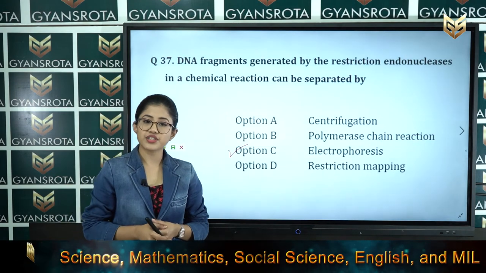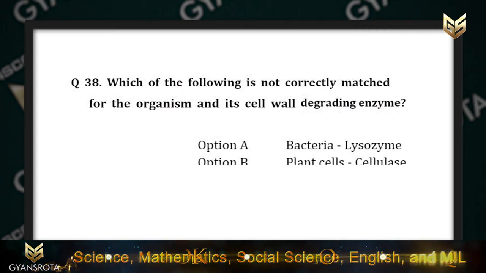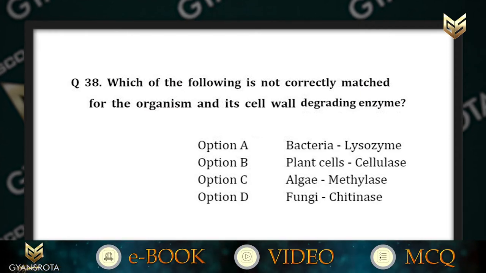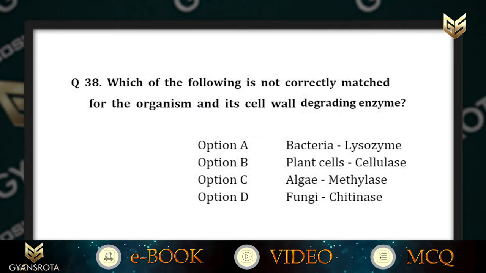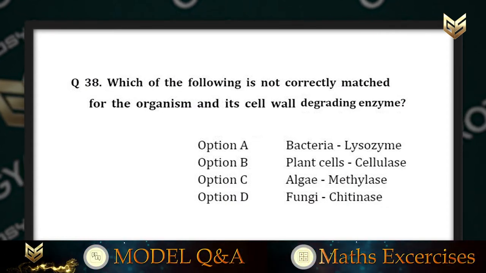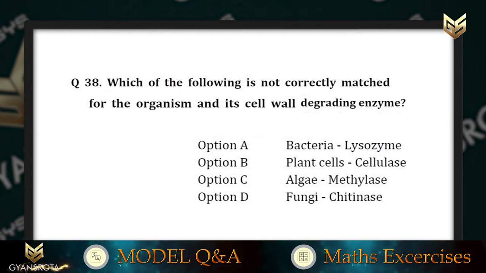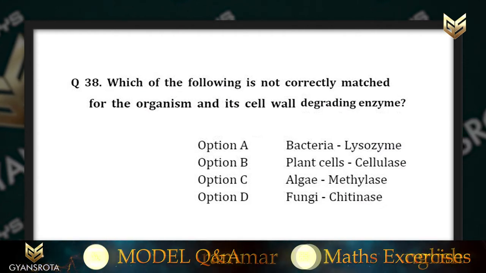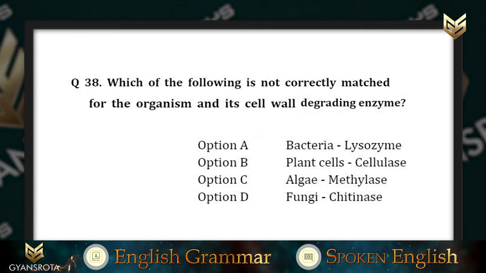Now, let's see the next question, that is question number 38. Which of the following is not correctly matched for the organism and its cell wall degrading enzyme? Option A, bacteria, lysozyme. Option B, plant cell, cellulase. Option C, algae, methylase. Option D, fungi, chitinase.